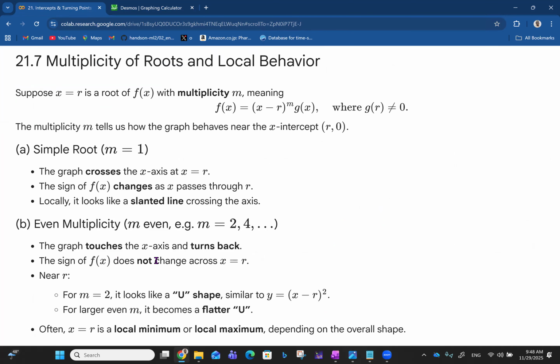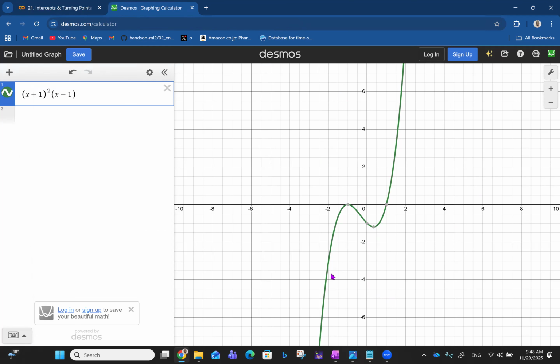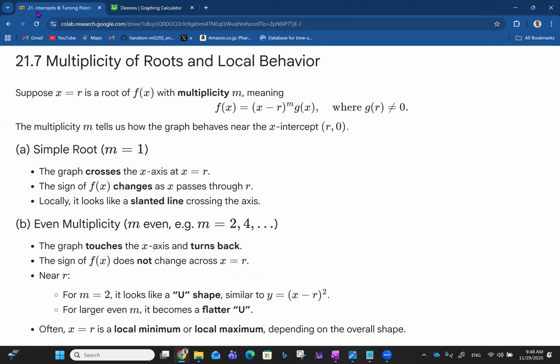So the sign of f of x does not change across x equals r when you have even multiplicity. So you see the sign. The graph was negative. It touches here and it just turns back to negativity. If I remove this now, you see it more clearly. The graph is positive here. It touches here and it continues. It turns over and becomes positive again. It doesn't ever cross over to the negative side of things, right? So near r, the sign of f of x does not change across x equals r.